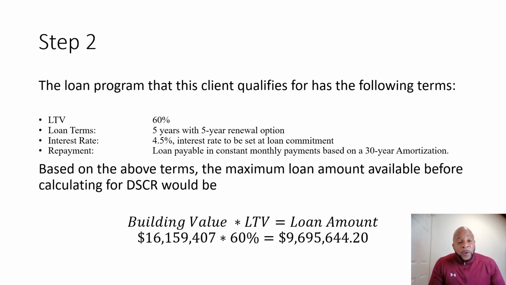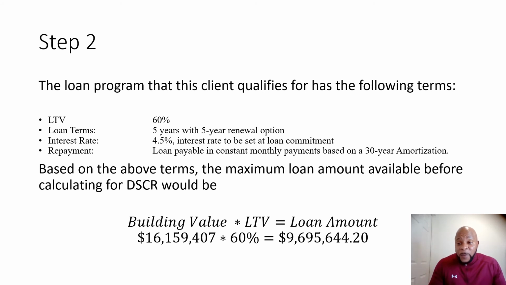The next step: the loan program that this client qualifies for has the following terms. So there are terms that we get from our lender to let us know what they're willing to do based on LTV. Then you get your loan term. In this case, your LTV is 60%. Your loan terms are 5 years with a 5-year renewal option, 4.5% interest rate to be set at loan commitment, and loan payable in constant monthly payments based on a 30-year amortization. Based on the above terms, the maximum loan amount available before calculating for DSCR would be $9,695,644.20. That's 60% of what we derived from our cap rate.